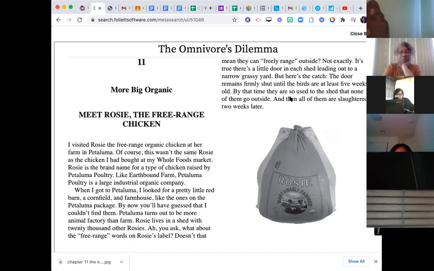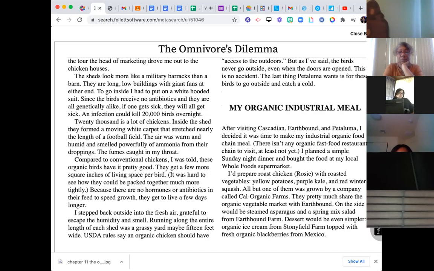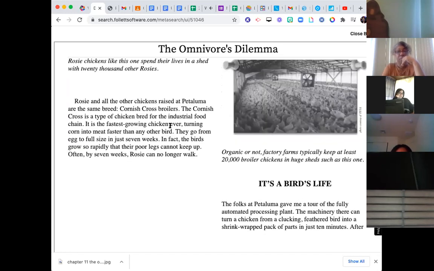By that time, they are so used to the shed that none of them go outside. And then all of them are slaughtered 2 weeks later. Rosie and all the other chickens raised at Petaluma are the same breed, Cornish cross broilers. The Cornish cross is a type of chicken bred for the industrial food chain. It is the fastest growing chicken ever, turning corn into meat faster than any other bird. They go from an egg to full size in just 7 weeks.